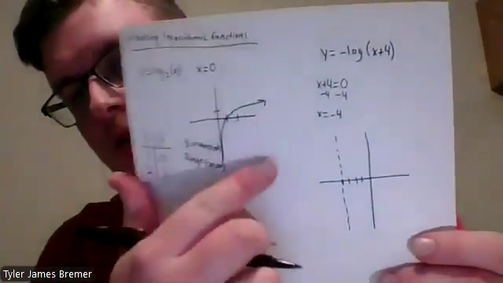What we'll do here is set the parentheses, x plus 4, equal to 0. This is how you get the vertical asymptote. When you subtract 4 from both sides, you get x equals negative 4. So negative 4 would be the asymptote. Let me draw that on here real quick. So negative 4 right here on this side.